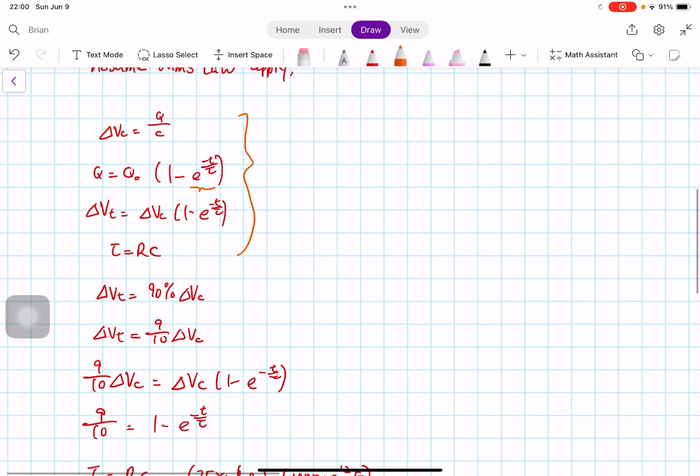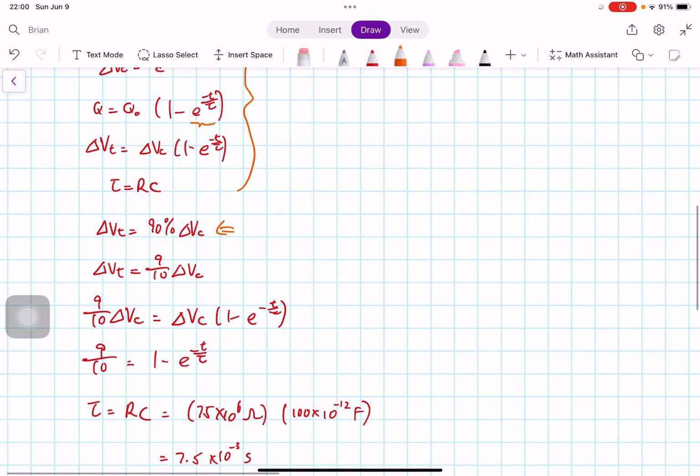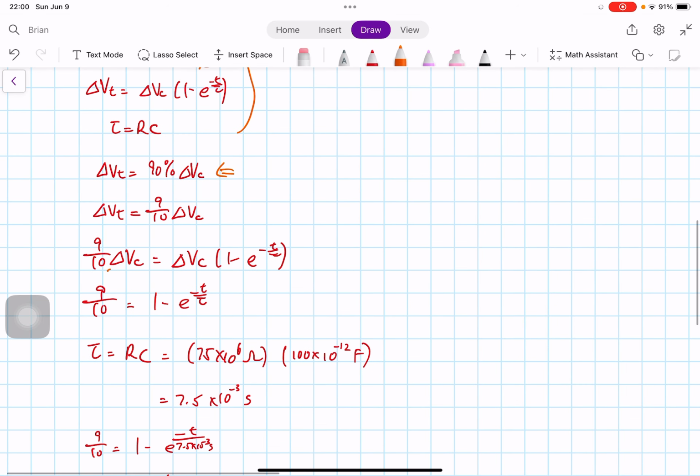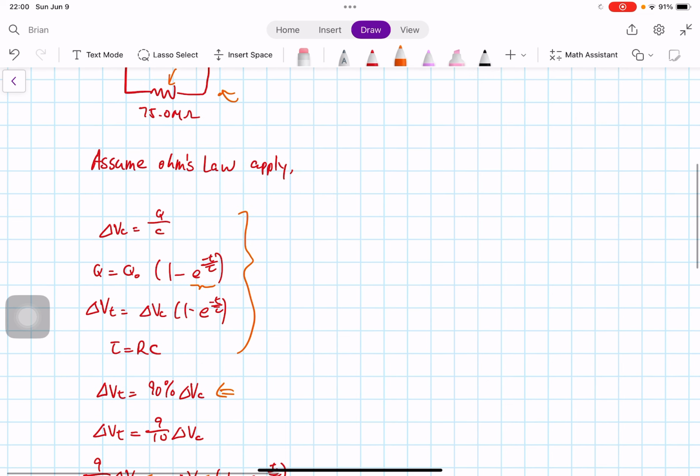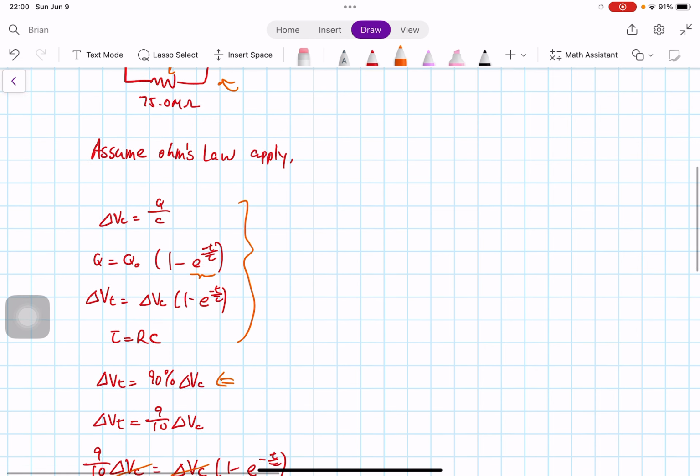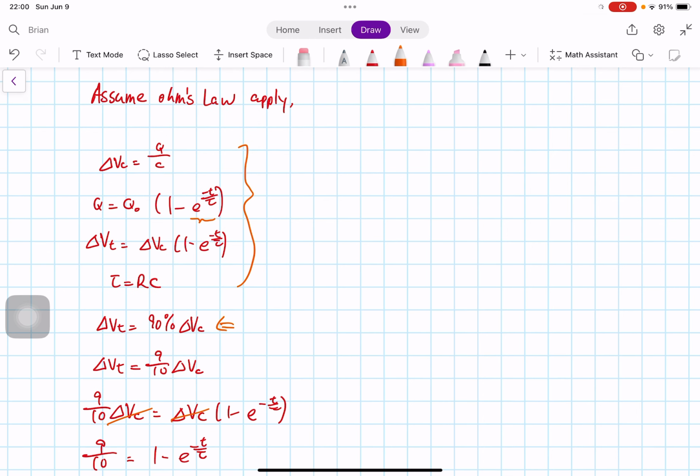So I set the equation here, delta V(t) equals 90% delta VC. That means that at time t equals something, the potential difference across the capacitor would be equal to 90% of its final voltage. After I set up this equation, note that delta VC can be cancelled out here, and that is exactly what I predicted when I said I shouldn't be using this equation, because I wouldn't be able to find delta VC. As well, I wouldn't be able to find the charge inside the circuit.